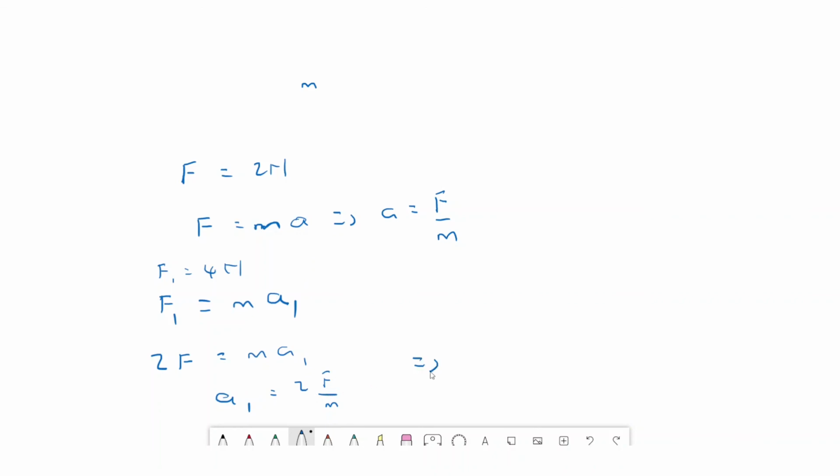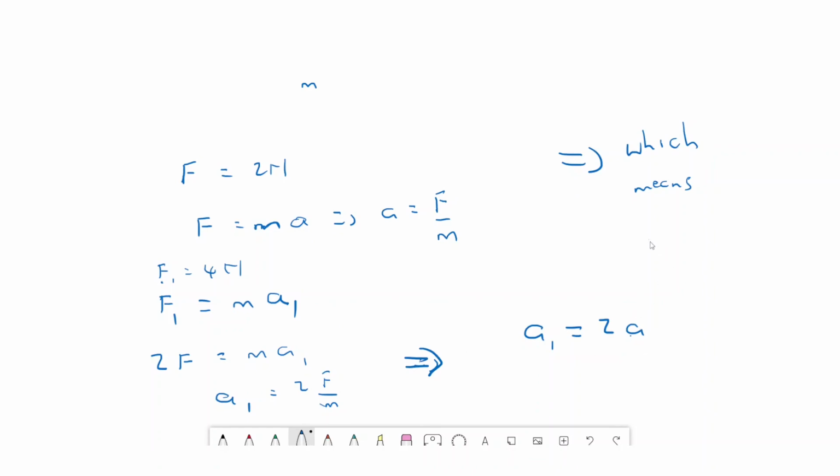So when I see F over m, I can put A. Whenever you see me writing this, I'm basically saying which means. So A1 is equal to 2 times, where I see F over m, I put A. You can see that if I double my force, I'm also doubling my acceleration. My new acceleration will be 2 times the original acceleration. And this is true: if I triple it, it will be 3 times the acceleration.